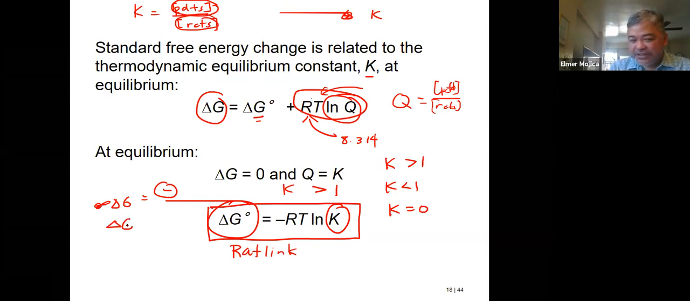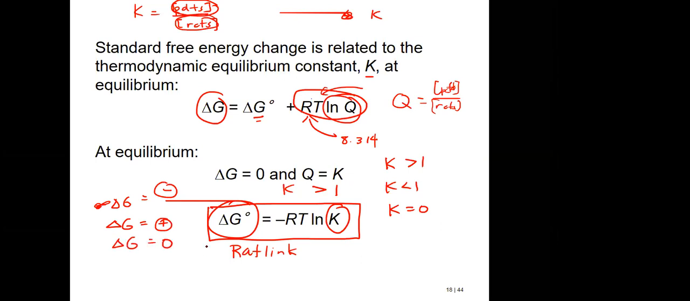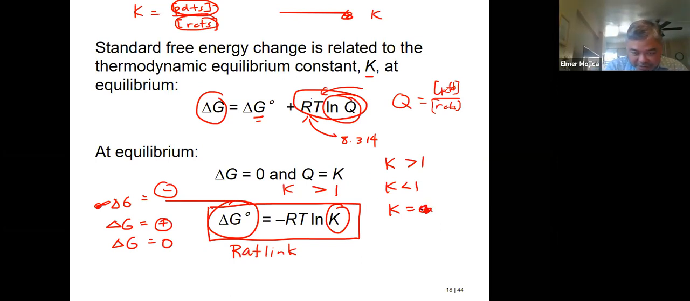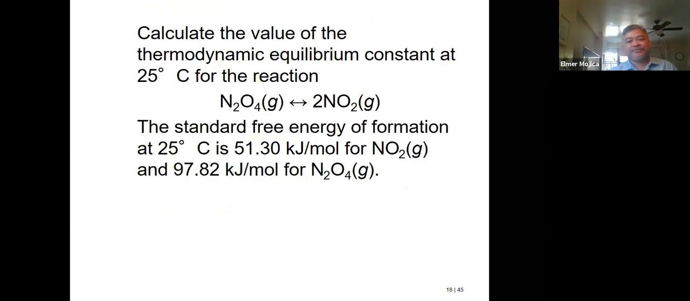Now, if your delta G is positive, the reverse reaction is the one that is spontaneous. So you have more reactants compared to the products. So your K there will be less than 1. Does that make sense? And if your delta G is equal to 0, you have a system at equilibrium. K is not equal to 0 here. That should be equal to 1. Does it make sense? Let's try to solve a problem here.